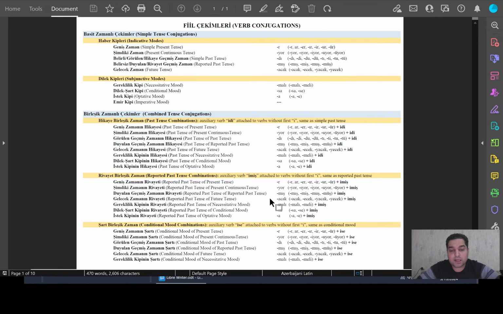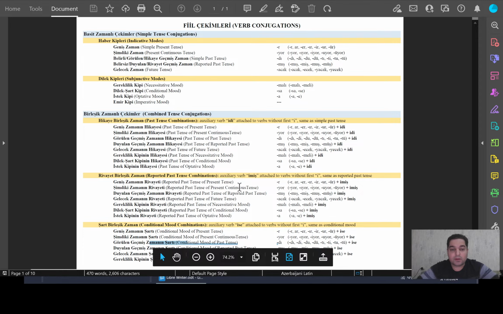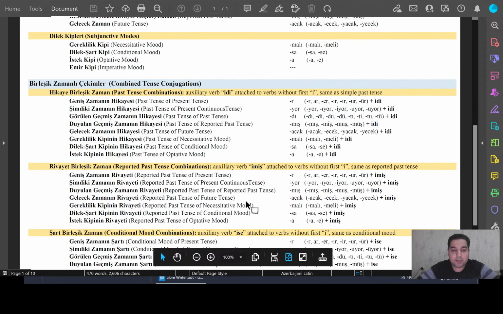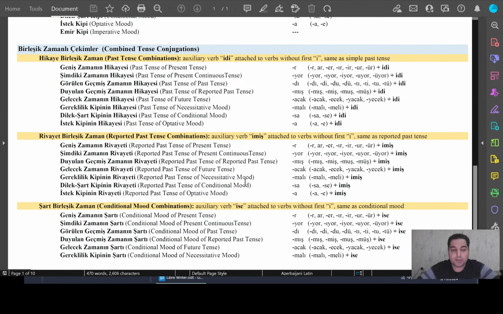So in this class today, we are covering this one at the bottom, because we already covered all the others before. Let me just zoom in a bit. So in today's lesson, we are covering the conditional mood of the past tense, where we add ise, or sa, when combined to the past tense in Turkish language.